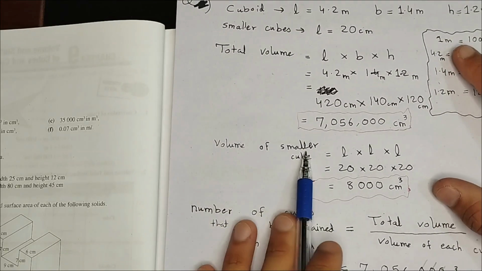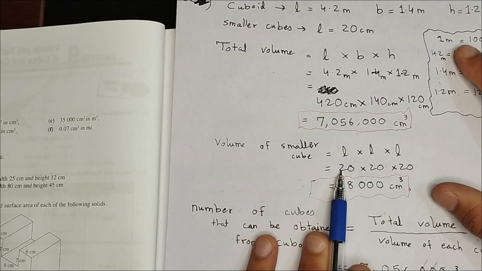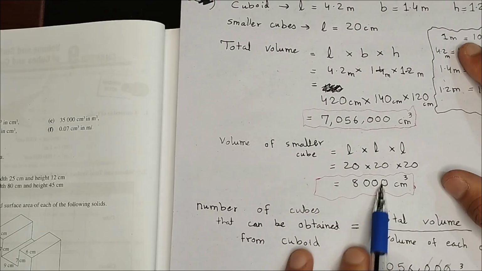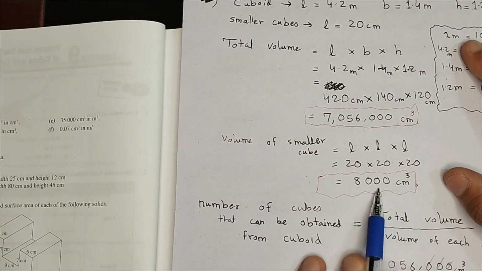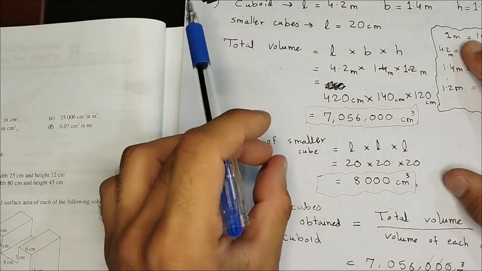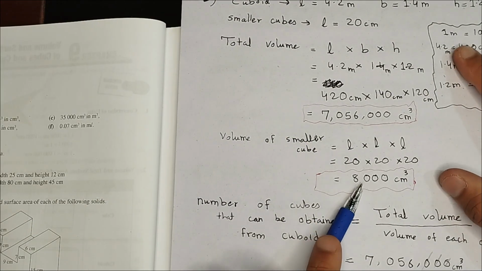So the volume of the smaller cube is length multiplied by length multiplied by length. Length is 20, so 20 multiplied by 20 multiplied by 20, and this will give us 8,000 cubic centimeters as the volume of the smaller cubes. Each smaller cube will have this as its volume, right?